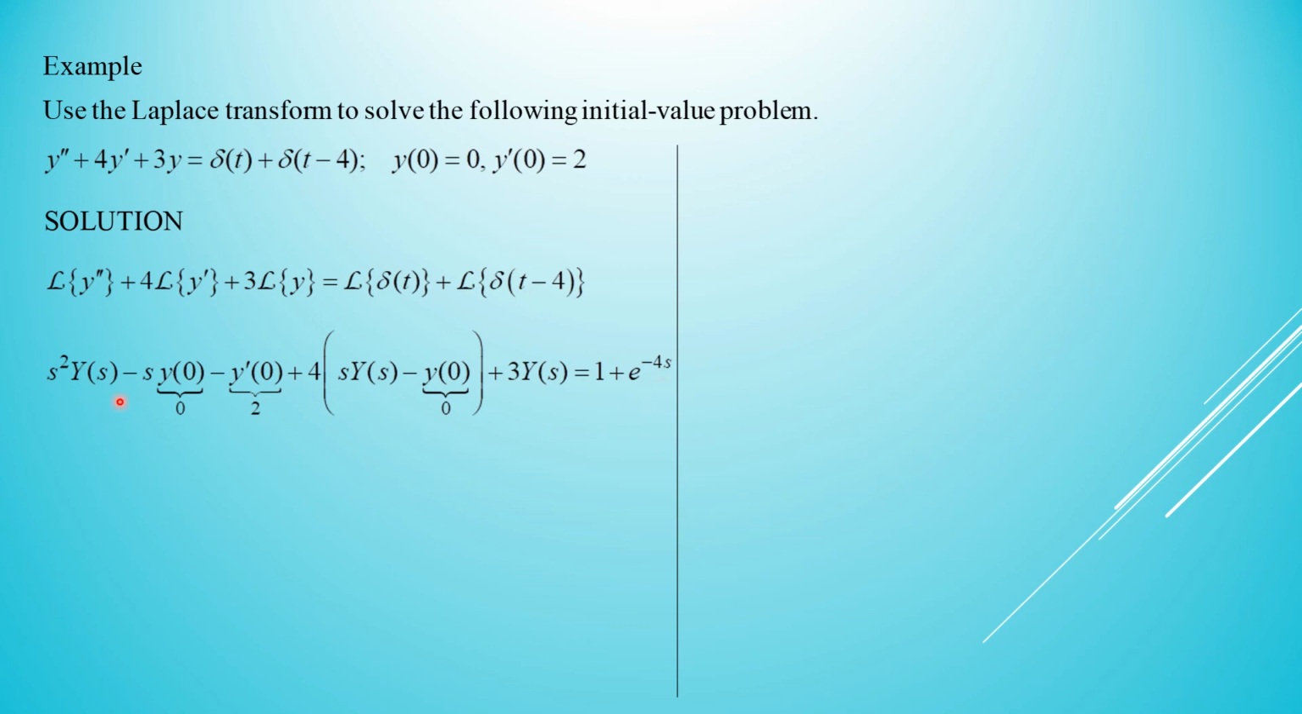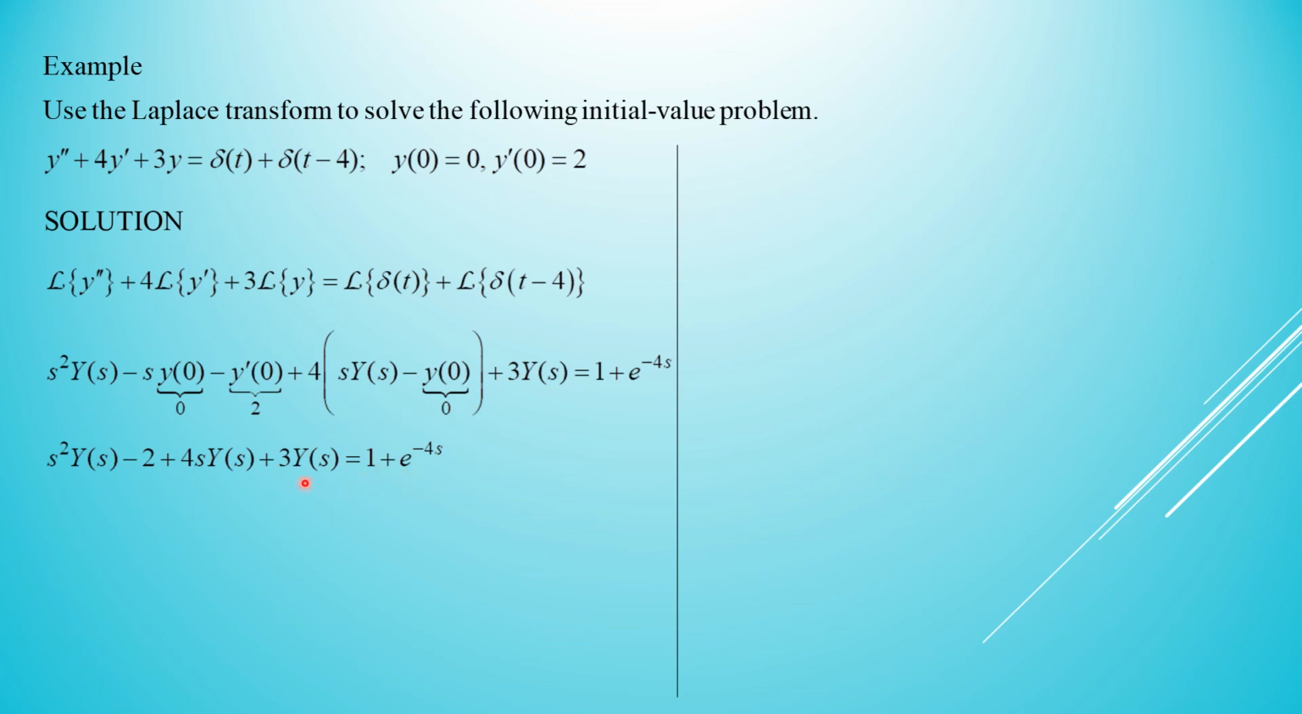At this step, we can incorporate the initial conditions. Okay, y of 0 is equal to 0, so this term will be equal to 0. Similarly here for this term, it will be equal to 0, and y prime of 0 is equal to 2. So afterwards, we are going to replace this term by negative 2. Okay, so we have s squared Y(s) minus 2 plus 4s Y(s) plus 3 Y(s) is equal to 1 plus e to the power of negative 4s.